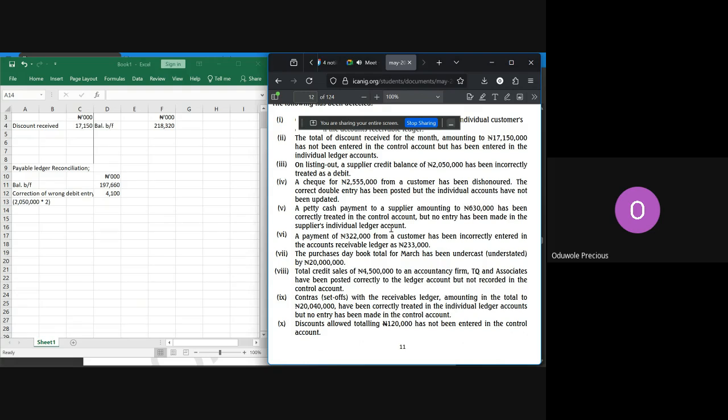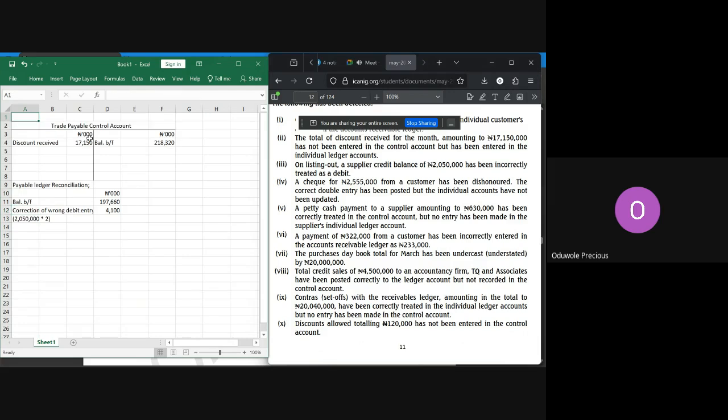So which side of your sales affects the ledger, or is it the control account? They said the correct double entry has been posted, so the problem will not be in the receivables control account. It will be in the individual ledger account. Now that I've already done this one, it will be easier. I'll just copy and paste to do the receivables control account.